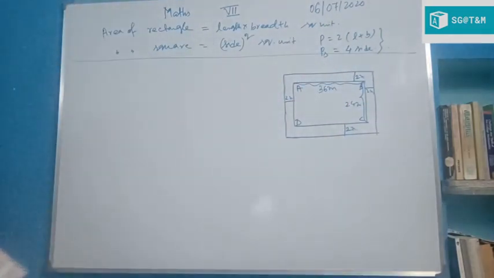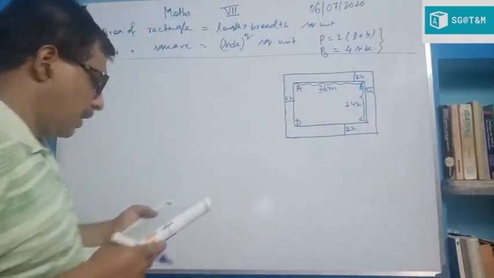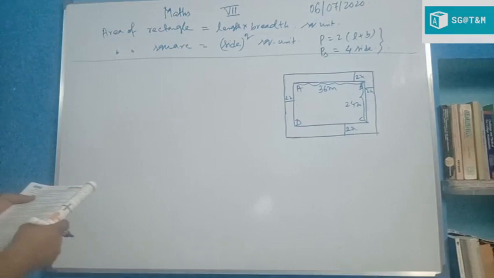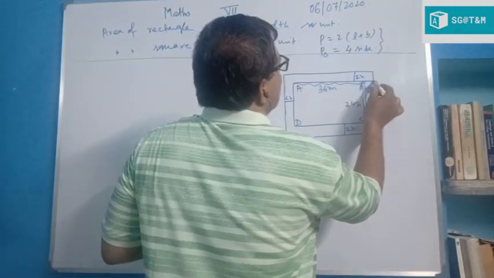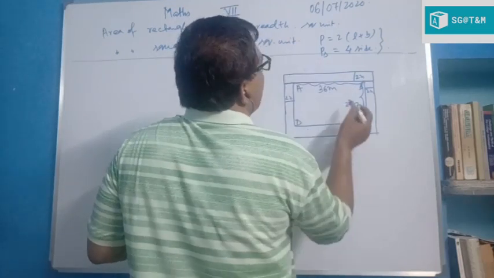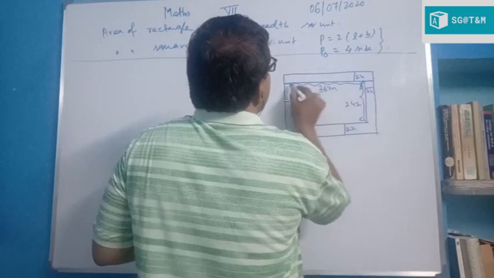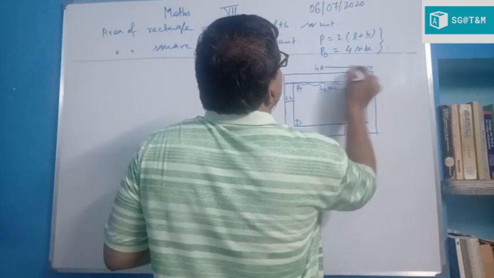Use scale and pencil to do it better. Clear? Now, the length and breadth of the plot. Previously this is 36. Now this length is also 2, this length is also 2. So total length, that means this length is equal to how much? 36 plus 2 plus 2. That means this length must be 40 meter.